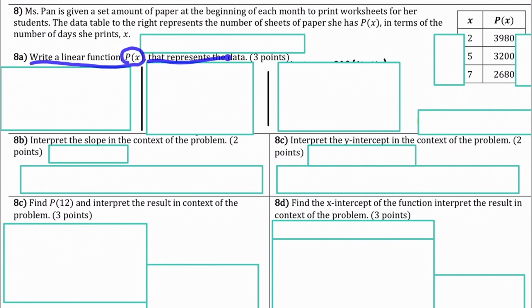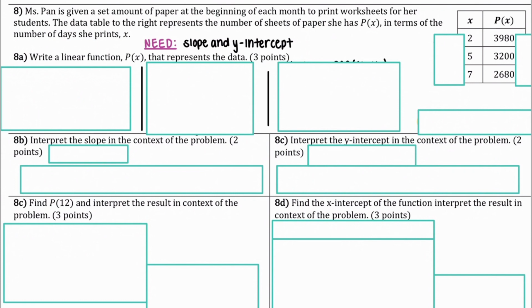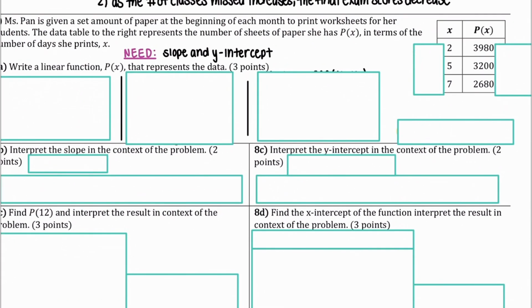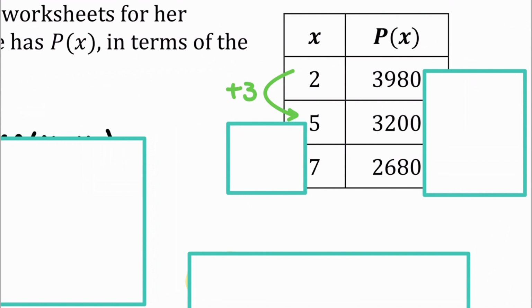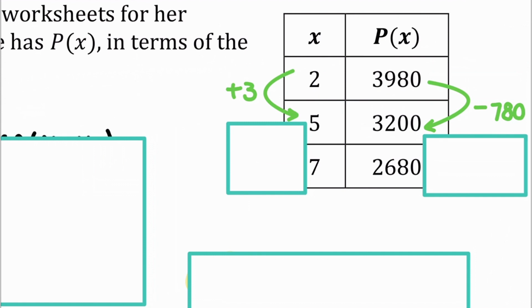In 8a, they ask us to write a linear function, P of X, that represents the data. It doesn't say to write it in slope-intercept form or point-slope form, but I'm just going to choose slope-intercept form since 8b and 8c ask to interpret slope and y-intercept anyway. So we need the slope and the y-intercept. We can choose any two of these points and use the slope formula, but remember, the slope formula is just finding change in y over change in x. Looking at the table, from 2 to 5, we increase by 3, while from these two values, we are decreasing by 780.